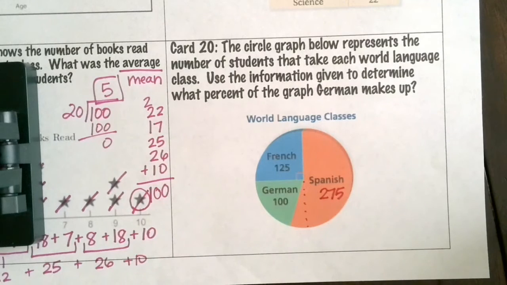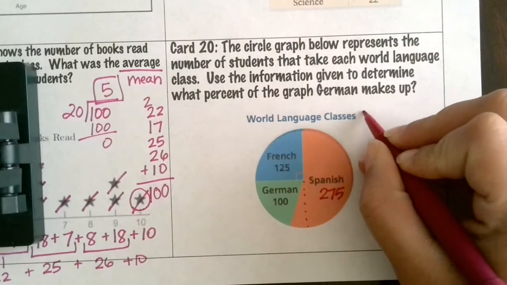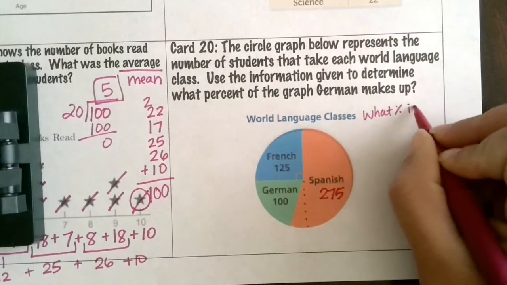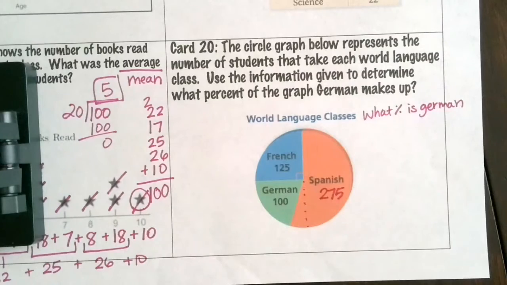Okay. So, some questions that can come up with circle graphs. They can ask you to find, we could say, what % is German? Or what % of students are taking a German class?